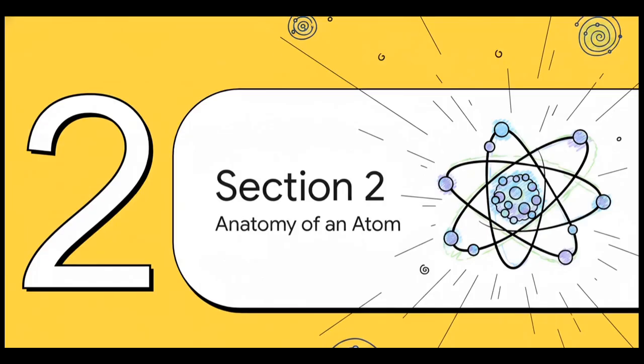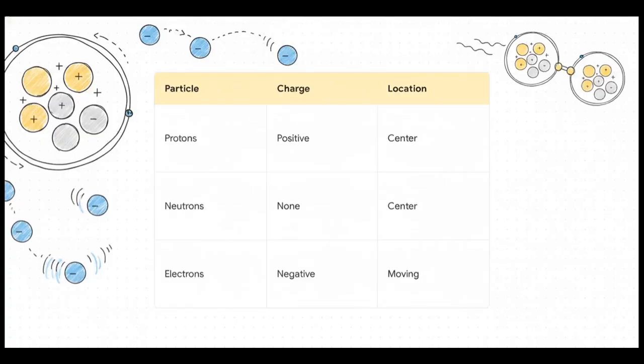Let's move to Section 2, the anatomy of an atom, and see how this builds. So, if we were to take a little tour inside a single atom, we'd actually find a highly organized structure. It's almost like a miniature solar system, made of three main parts with very specific jobs. First up, we have protons, which carry a positive charge and anchor the absolute center. Right next to them are the neutrons. These guys are completely neutral, no charge at all, and they share that exact same central location.